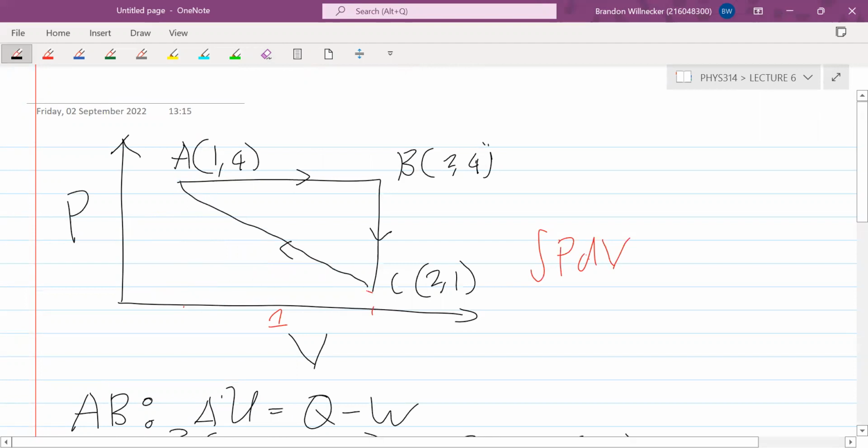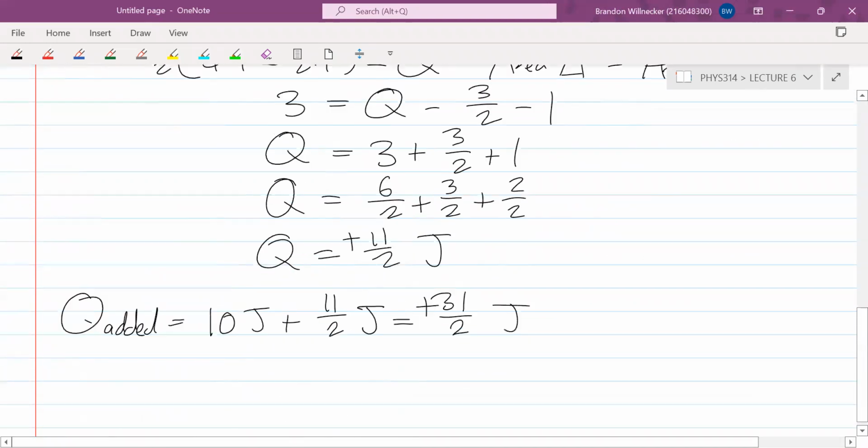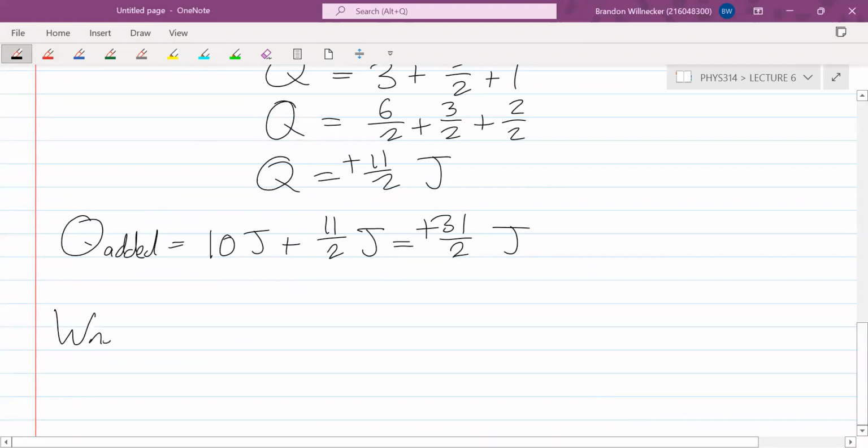And draw that back. Okay, so the net work done is going to be this area within the cycle, because it's the closed loop integral going around. So this triangle here has a height of 4 minus 1, so it has a height of 3, and it has a base of 2 minus 1, so that's 1. So the net work is going to be half base times height, so that's 3 over 2. So W net is 3 over 2 joules.